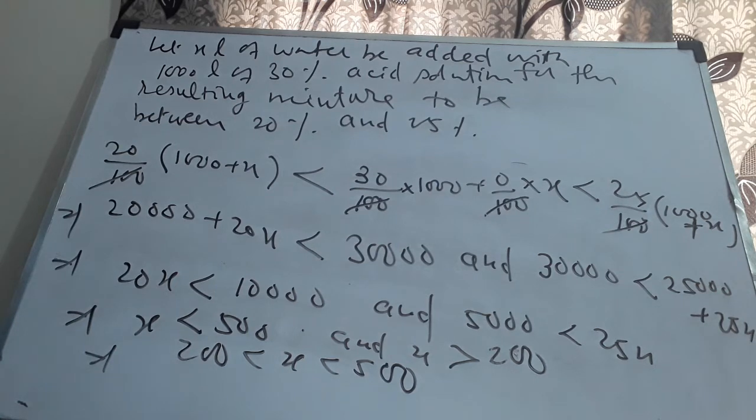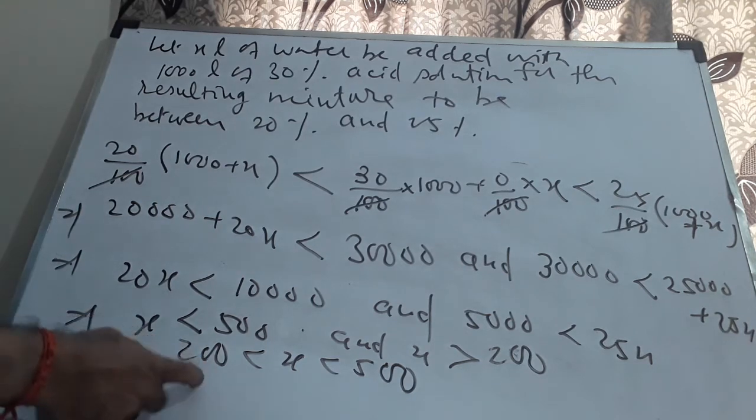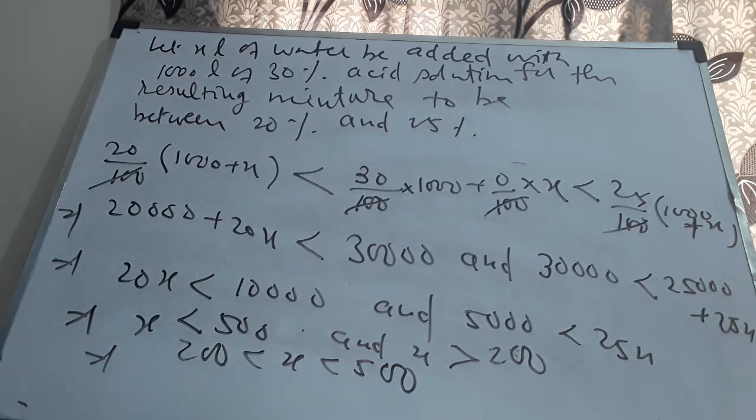If it is an MCQ problem, one option will be given as not possible. Not possible will be the final answer in that particular case as far as the previous sum is considered. Here, I am able to get a reasonable positive value. The water being added should be between 200 liters and 500 liters. Here the values are excluded. Betweenness doesn't include the end values.